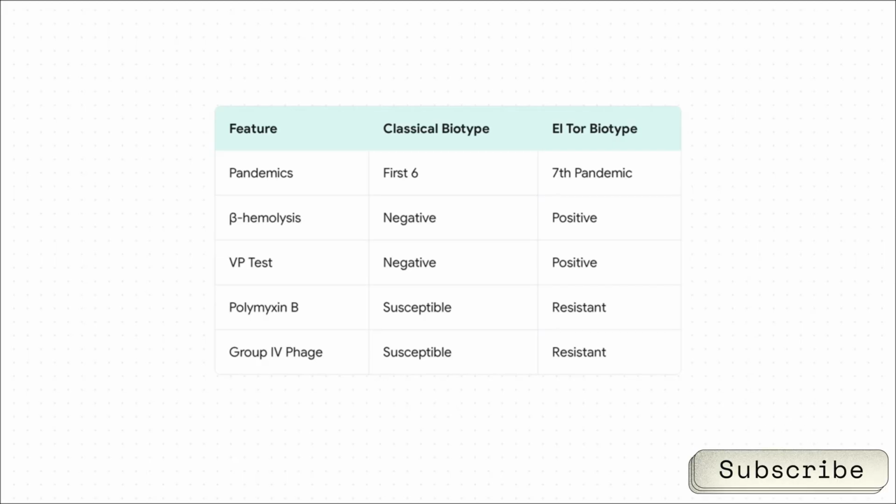And if we zoom in on that O1 serogroup, we can break it down even further into 2 biotypes, classical and El Tor. And trust me, this table right here is a classic exam question waiting to happen. The classical biotype caused the first 6 pandemics, but the current one, the 7th pandemic, is all thanks to the El Tor biotype. And you can see why. It's just tougher. Look at the differences. El Tor is positive for beta hemolysis and the VP test, and it's resistant to polymyxin B and group 4 phage, unlike the classical type. These are the key distinguishing features you'll get asked about.